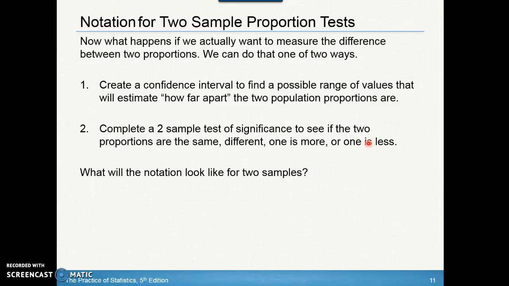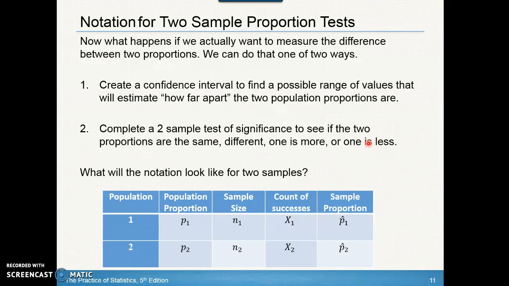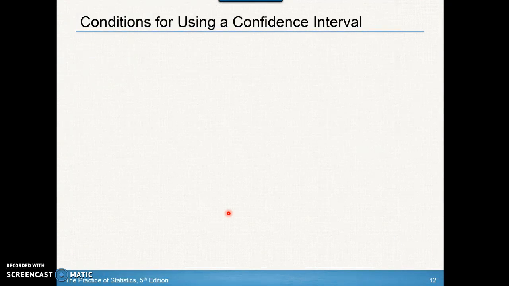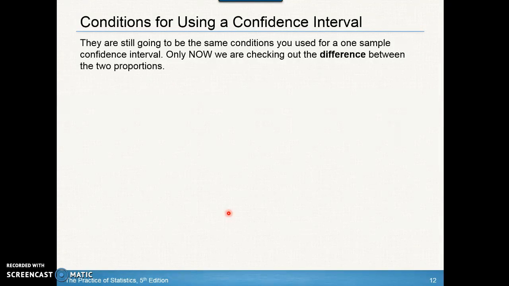Since we have two independent samples, the notation is going to look a little bit different than it did in the previous sections. This is what we did at the very beginning. This is just showing that we're going to now put a 1 or a 2 next to my p values, my x values, my p hat values, and my n values to show which population I'm looking at, either population 1 or population 2.